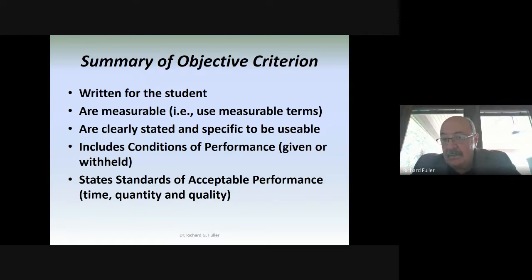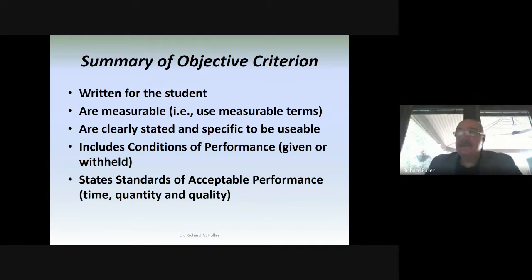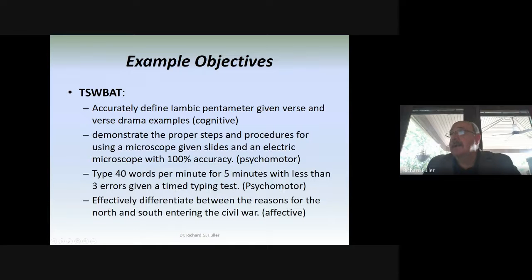So take a look at your objectives. Do they tell you how to teach? If you're looking at those objectives, let's go back to the example that I put up here for a quick second. Okay, so let's take a look at the objective: accurately define iambic pentameter given verse and verse drama examples. So what does that tell me I have to do? If I'm going to operationalize that, how would I teach that? Even if we're not English teachers, how would I teach this?